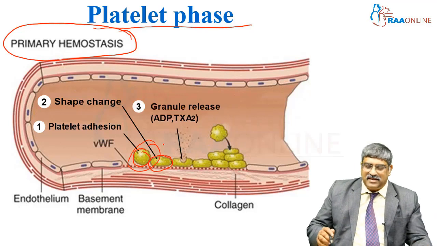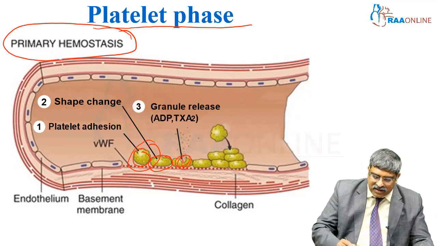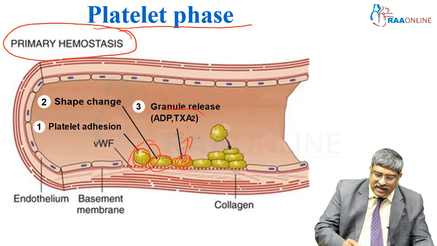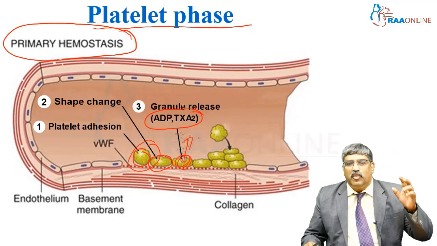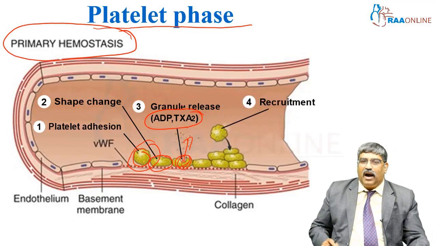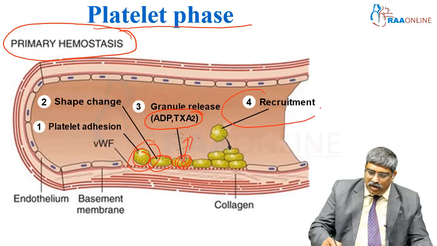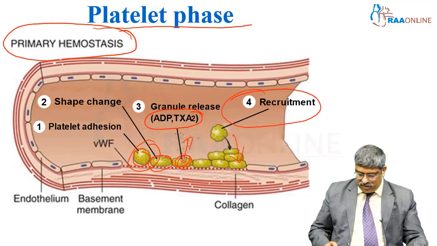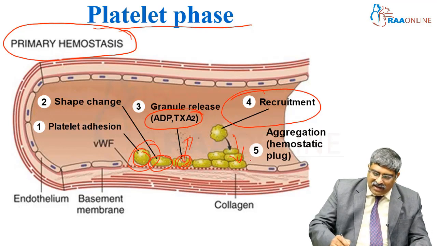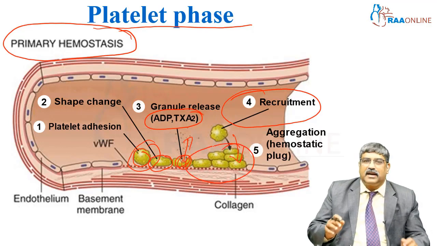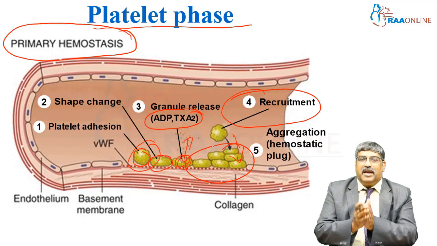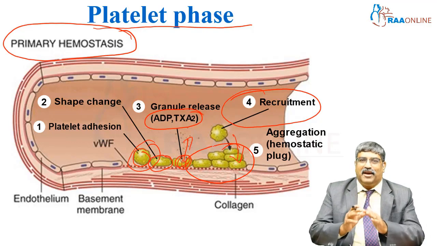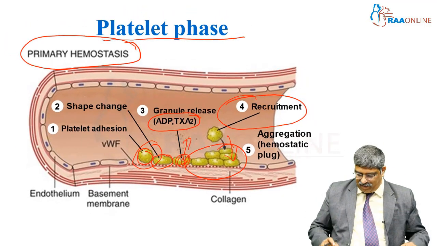And the third stage is the platelet releases granules which contain ADP and thromboxane A2, and this helps in recruitment of more platelets coming to the site of injury, and finally aggregation of all platelets happens, which is called the primary hemostatic plug. This is the platelet phase.